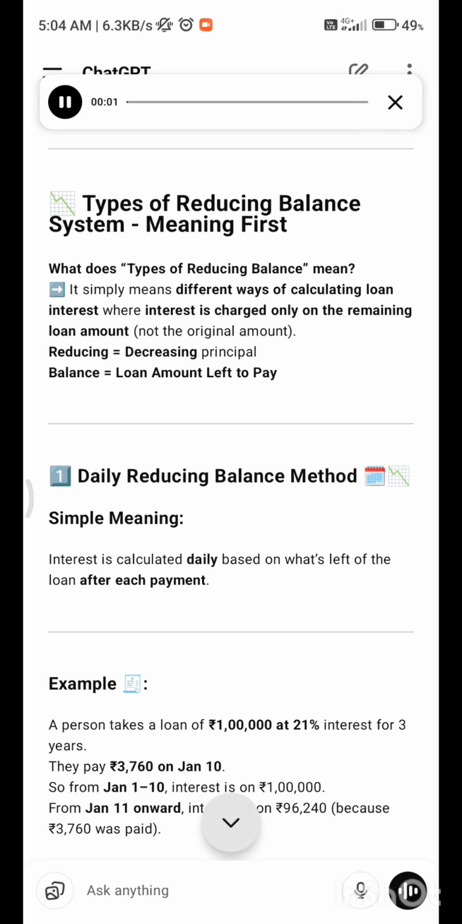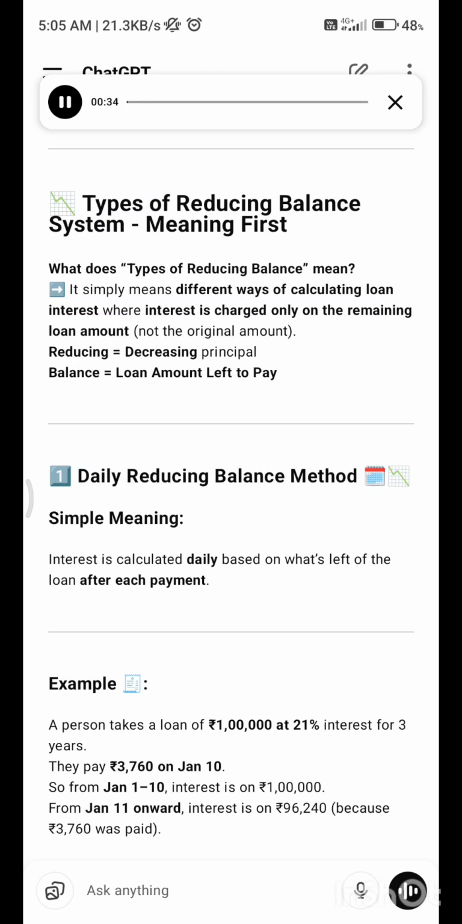Absolutely. Let's break this down in a very simple, fun, and exam-friendly way with examples and real-world banking relevance, just like you asked. Types of reducing balance system, meaning first. What does types of reducing balance mean? It simply means different ways of calculating loan interest, where interest is charged only on the remaining loan amount, not the original amount. Reducing equals decreasing principal. Balance equals loan amount left to pay.